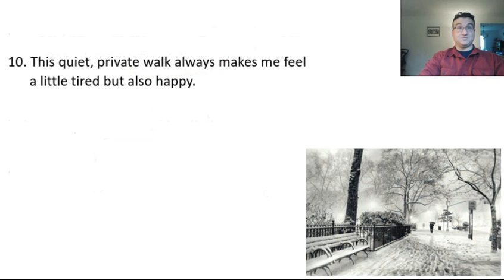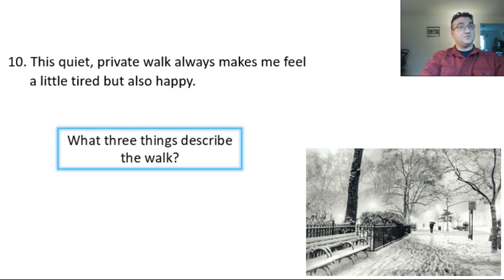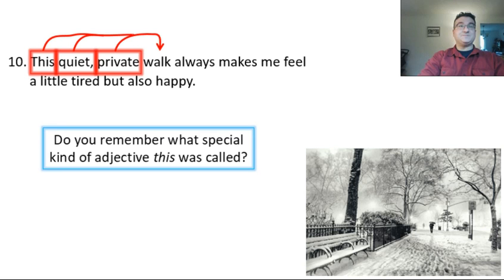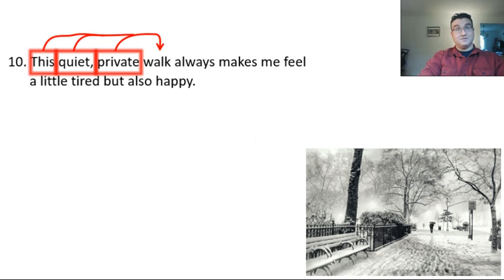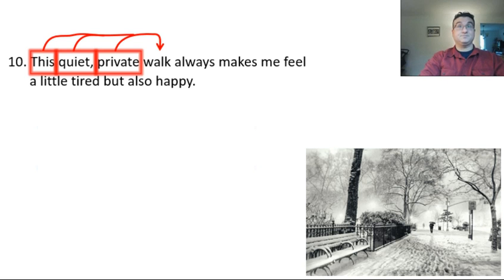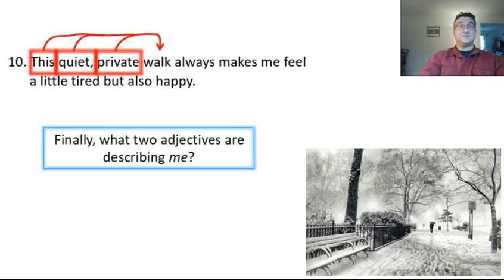Here we have number 10, the last one. This quiet private walk always makes me feel a little tired but also happy. There's a lot in this last one. What three things are describing the walk? It's a private walk. It's a quiet walk. And out of all the walks, which one is it? It's this one. Remember what special kind of adjective this was called? Along with the words that, these, and those, this is a demonstrative adjective, so it points things out. Sometimes all those things could also be pronouns too. Finally, what two adjectives are describing me?